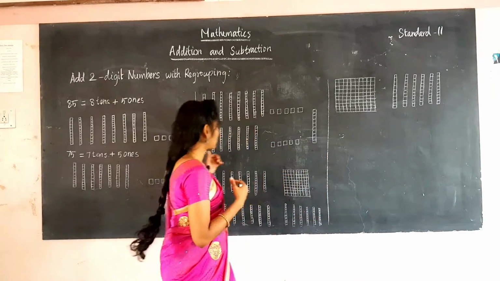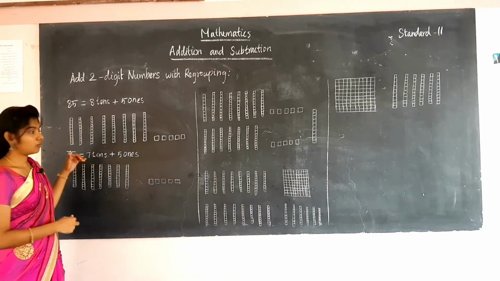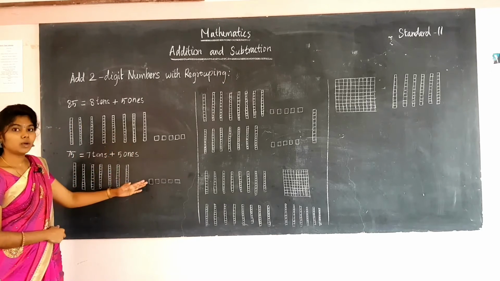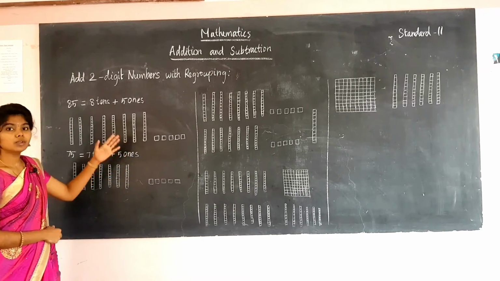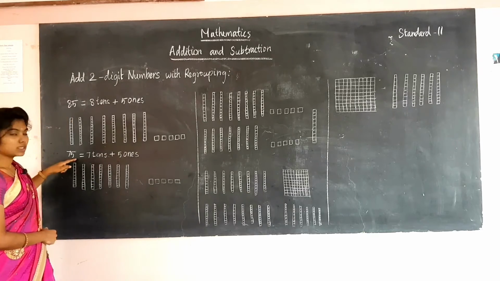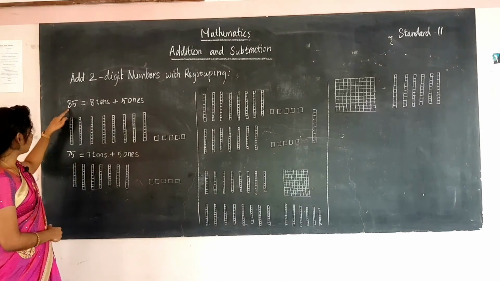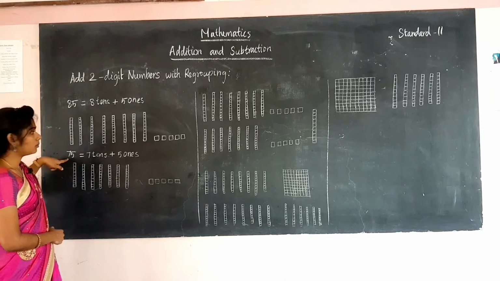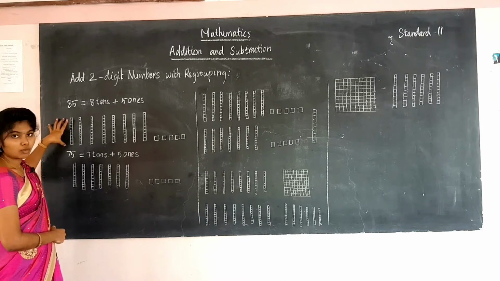First of all, we shall see the block representation of how to add 2-digit numbers with regrouping. See here the number 85 and here the number 75. So 85 and 75 are given. Now how to add the numbers? In the block representation we are going to see.